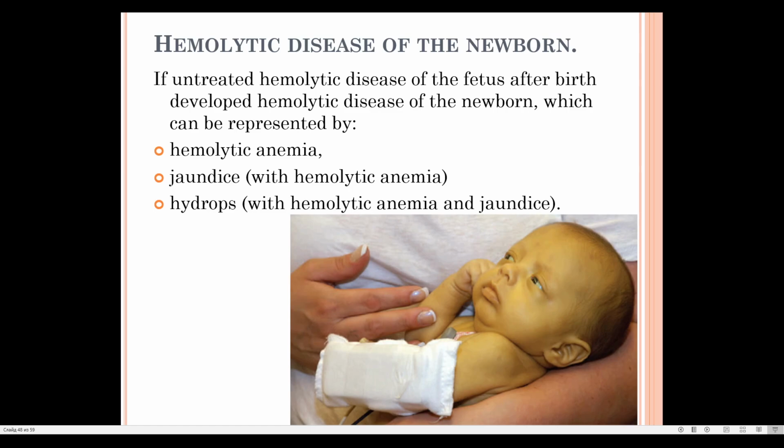If untreated, hemolytic disease of the fetus develops after birth into hemolytic disease of the newborn, which can be represented by just hemolytic anemia, jaundice with hemolytic anemia, or hydrops with hemolytic anemia and jaundice. And on the picture you can see a baby with jaundice, with the characteristic yellow color of the skin and mucous membranes.